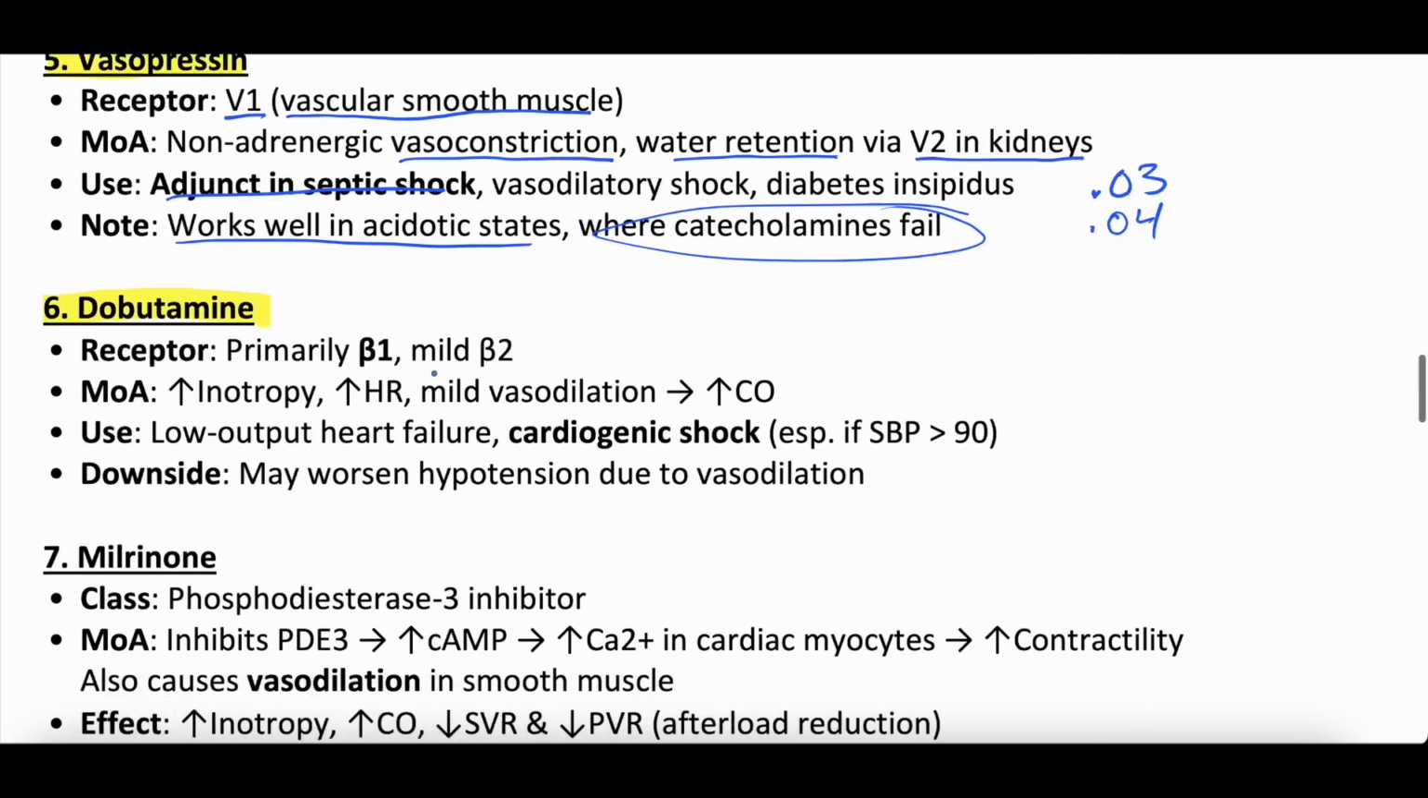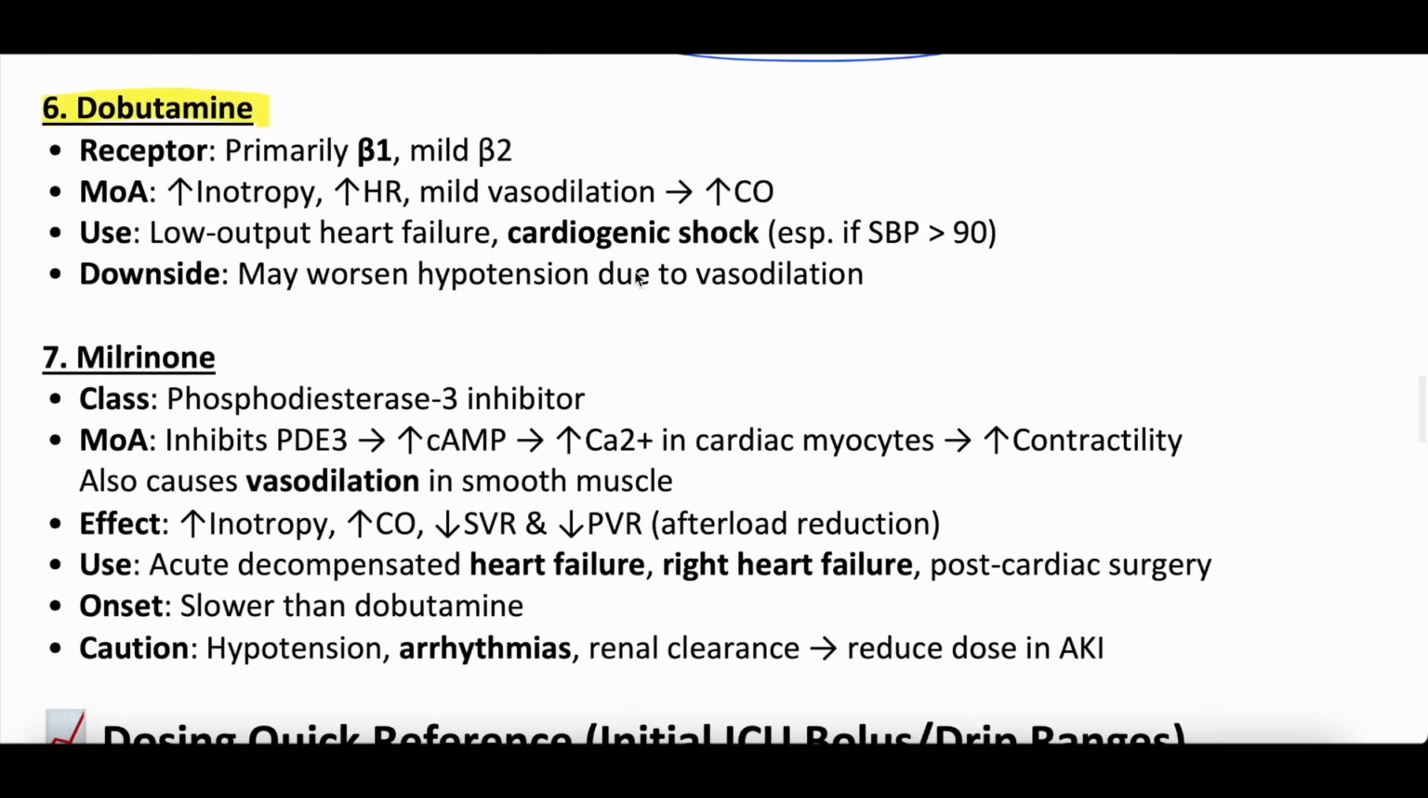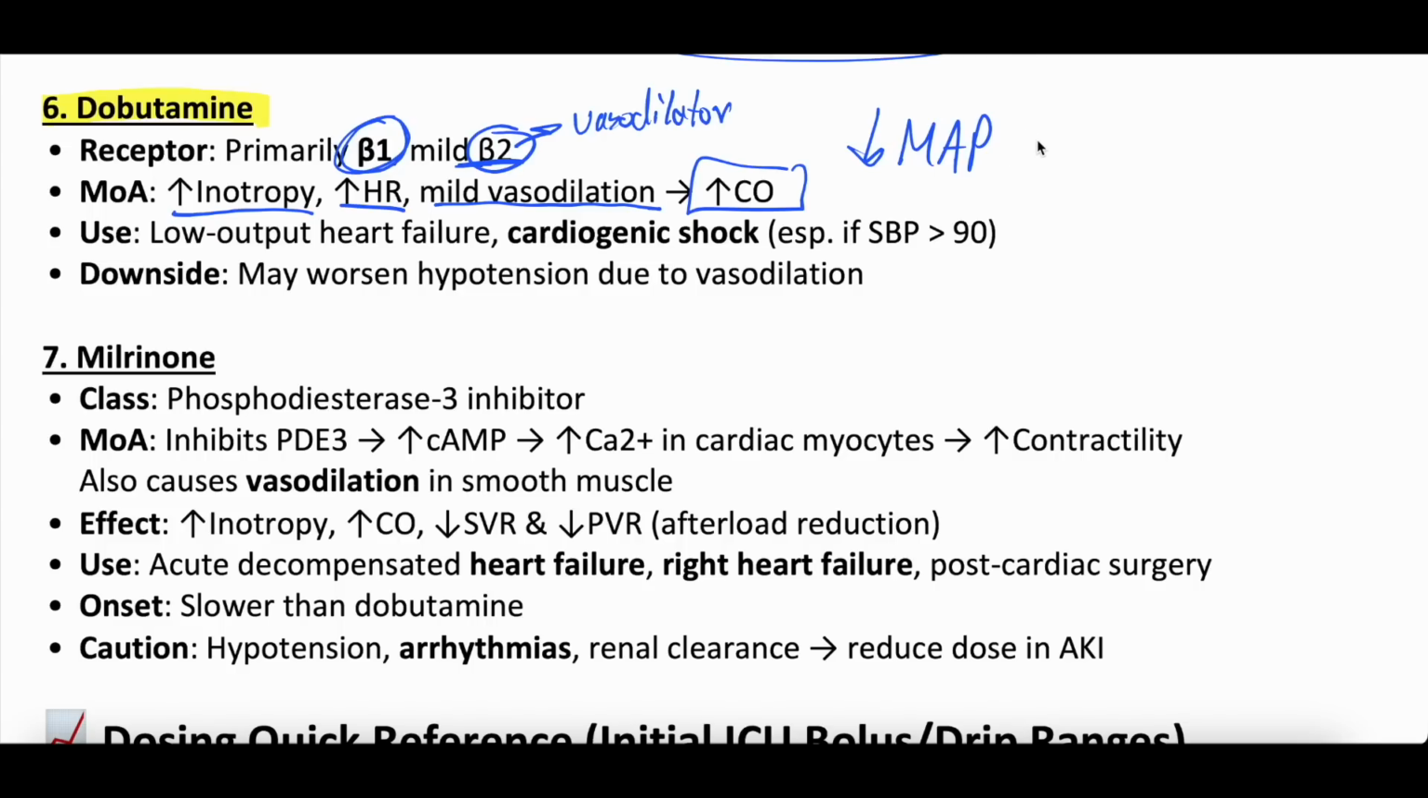Dobutamine. This is an inotrope, as we talked about. It works on the beta-1 receptor. Remember, beta-1, inotrope, alpha-1, vasoconstriction. There is mild beta-2 effects. Remember, we said beta-2 is a vasodilator. All right? So the mechanism is increases inotropy and heart rate through the beta-1 effects. It causes mild vasodilation through the beta-2 effects, and this increases cardiac output, but it can decrease the MAP, which is okay. Sometimes you just need to add norepinephrine to it if it's dropping your MAP.